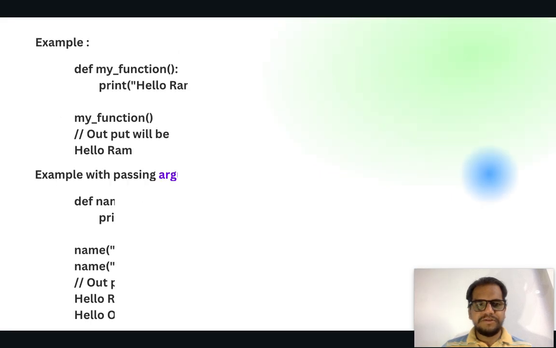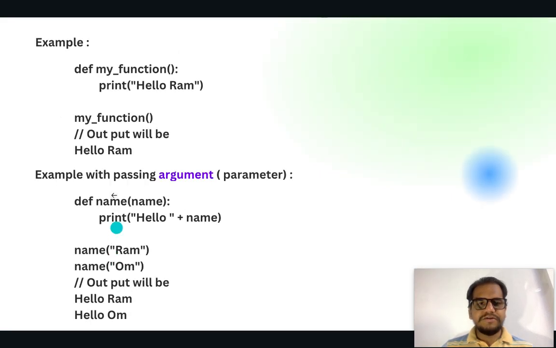Next example, like we have one def function, my function name. In that we print here hello ram. So we are calling my function. The output will be hello ram because we only print hello ram there. That's why the output will come as hello ram.